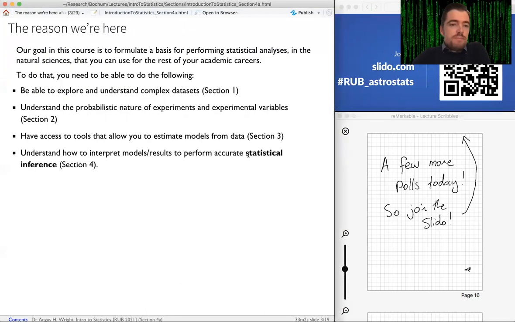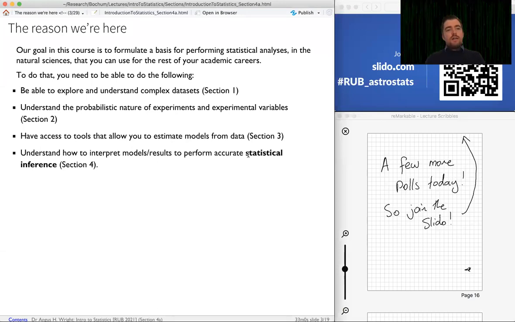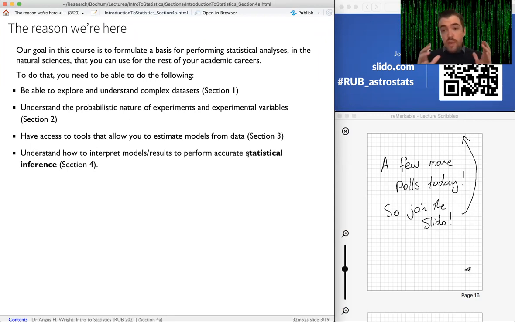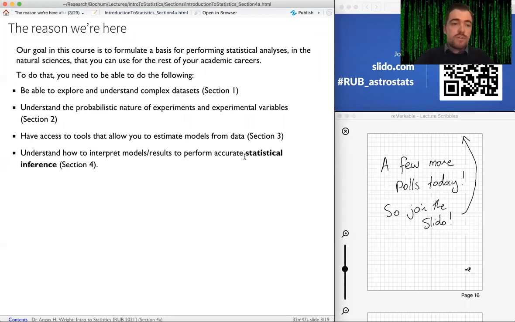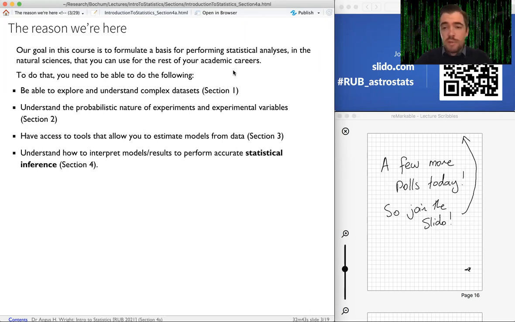And so, giving a general summary of why we take these sorts of statistics courses, there are 4 things that I want you to learn as part of this lecture series. The first is being able to understand complex data. That was section 1. The second is to understand probability and the probabilistic nature of experiments.